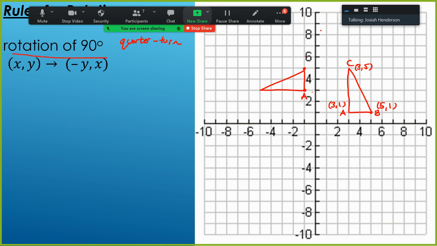So A prime and B prime and C prime. And then we looked at that, and A prime was -1, 3. B prime is at -1, 5. And then C prime is at -5, 3.